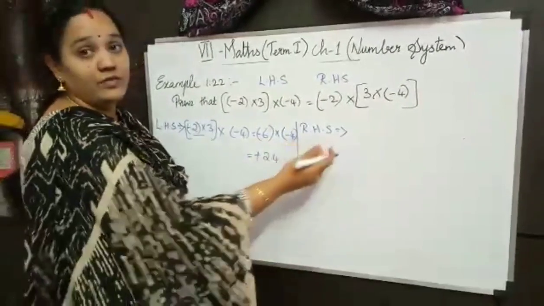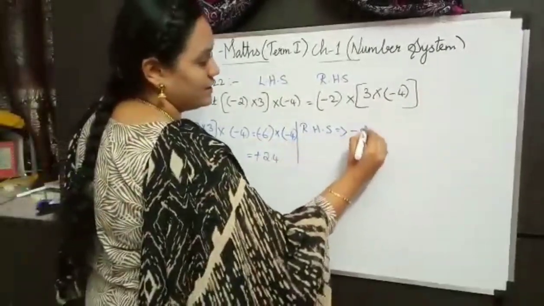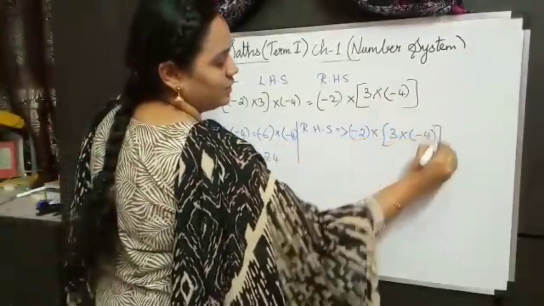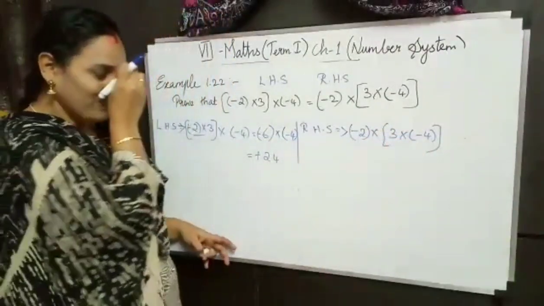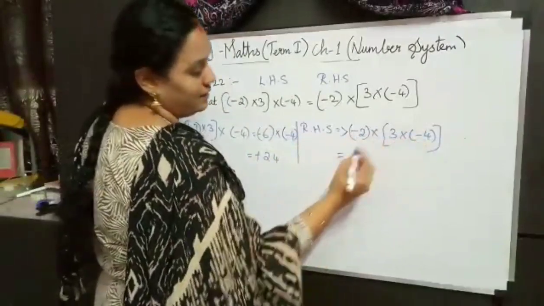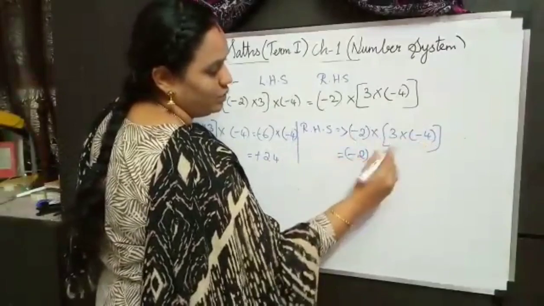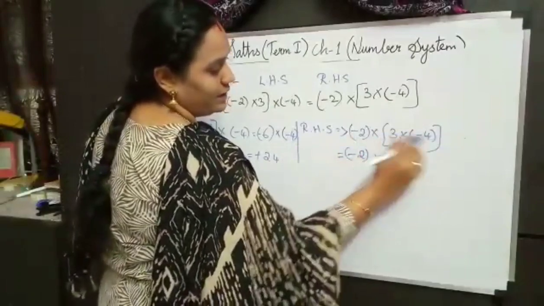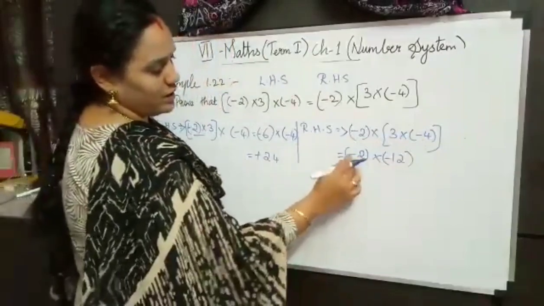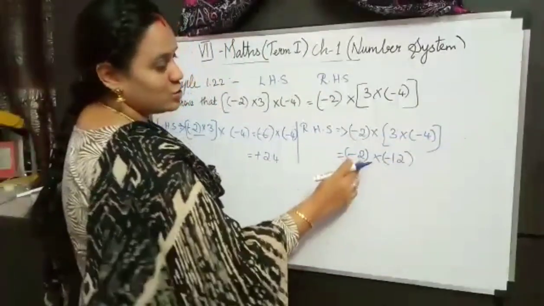Shall we find out the value for right hand side now? So minus 2 into 3 into minus 4. Am I correct? Now I am going to find out the value for the integers inside the bracket. So minus 2 into 3 4s are 12. Different sign, so minus. Here same sign, so plus 2 into 12.